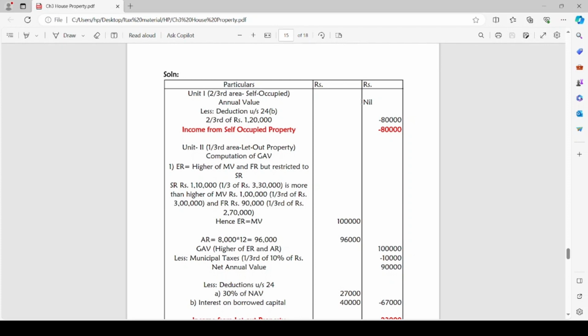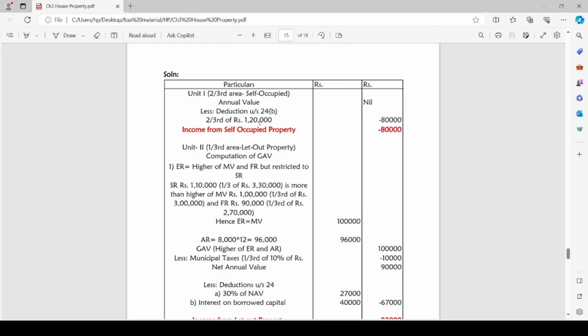So, for unit 1, that is 2/3 portion of the house property occupied by the owner, the deduction under section 24B, that is the interest on borrowed capital, can be availed up to 2/3 portion only. Proportionately, we will deduct the interest on borrowed capital under the self-occupied portion and under the let-out portion. So first, for self-occupied portion, 2/3 of rupees 1,20,000 can be deducted under unit 1. That is rupees 80,000 can be deducted under section 24B.